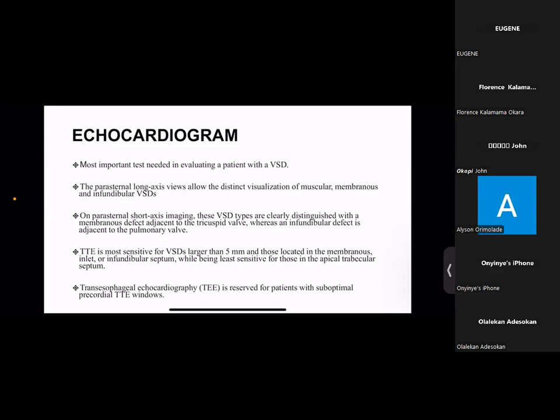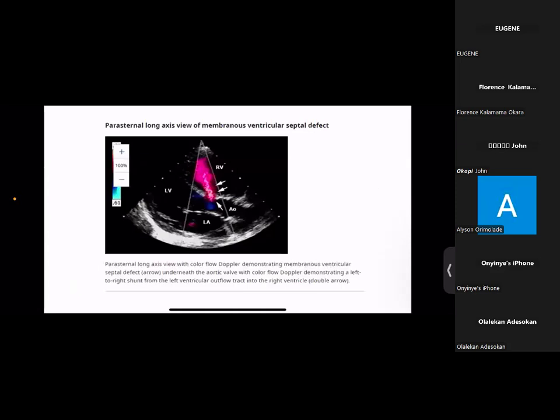Parasternal long axis view helps visualization of most types of VSDs. In the parasternal short axis view, VSDs are also seen clearly. In the parasternal short axis view, the membranous defect is seen closer to the tricuspid valve, while the infundibular defect is seen closer to the pulmonary valve. Also, the membranous VSD is seen mostly in the apical 5-chamber view. It's important to know that transesophageal echo is reserved for patients who have suboptimal transthoracic echo windows. This is a pictorial representation.